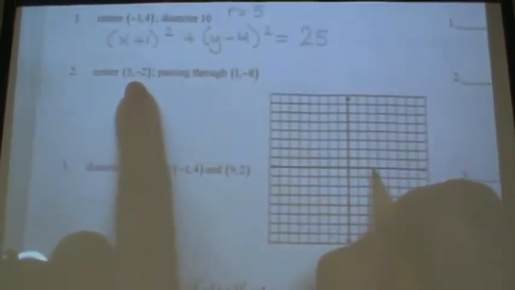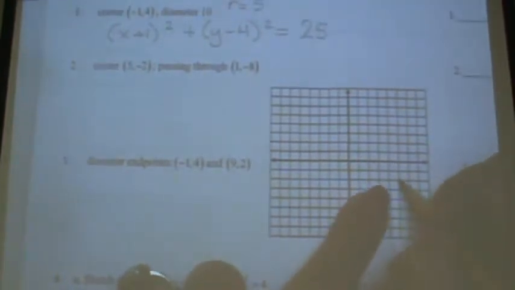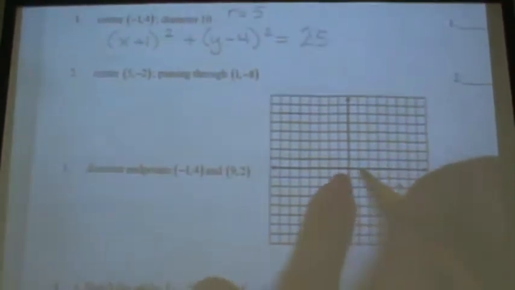1, 2, 3. Can we do a cheat sheet on this test too? No. Please? No.